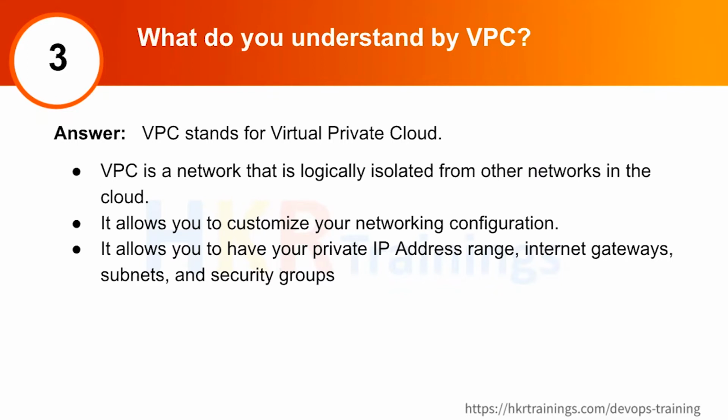It allows you to customize your networking configuration, like what kind of IP range we want for that VPC. Whatever instances we create in that VPC will get their IP from that CIDR block of the IP range. It also allows you to have private IP addresses, internet gateways, subnets, security groups, etc. All the other features of the VPC.